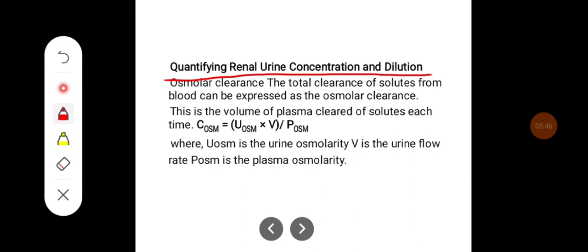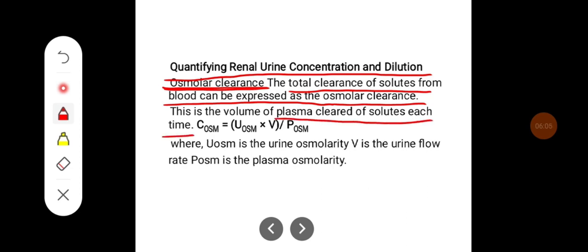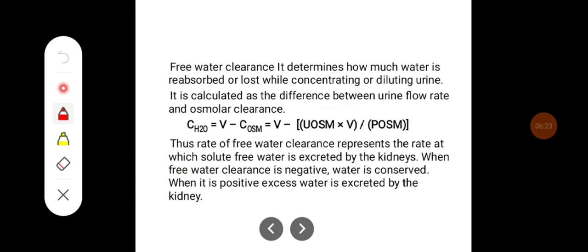Quantifying renal urine concentration and dilution. This is mainly done by osmolar clearance, which is nothing but the total clearance of solutes from the blood and is expressed as osmolar clearance. This is the volume of plasma cleared of solutes each time. So osmolar clearance is equal to urine osmolarity into the volume of urine divided by plasma osmolarity, where UOSM is the urine osmolarity, V is the urine flow rate, and POSM is the plasma osmolarity, as we express.